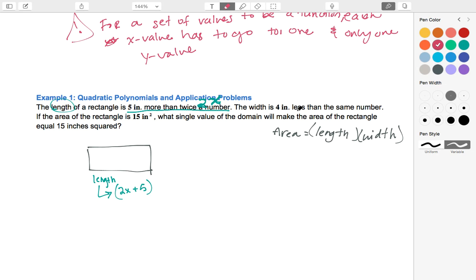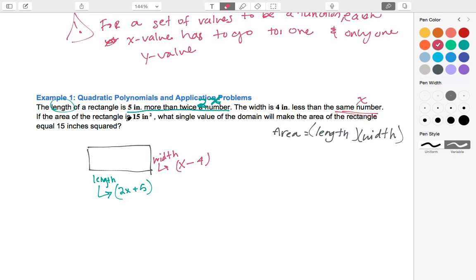So the width is 4 inches less than the same number. Well, I gave this number x, and then the width is 4 inches less than that. So that just means I have width, and that same number is 4 inches less. Less than means minus, so minus 4. Oh, look, there's another binomial. Cool. All right. What other information do I know?